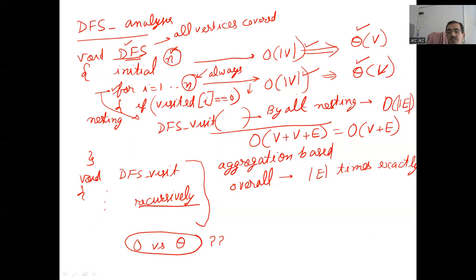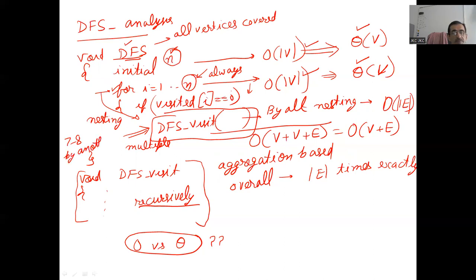So this O can be written as theta. Similarly, DFS visit will be called multiple times. Even if certain unreachable edges or vertices existed which could not get covered in one recursive call, a later call will come and cover them. So edges like 7, 8 will get covered by another call. I can easily say all edges will be guaranteedly covered. Hence, this also can be called theta of E.